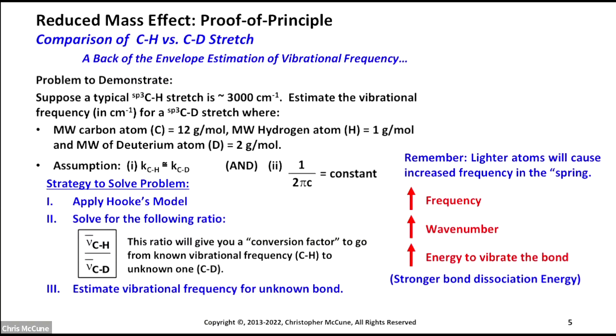Okay, so that ratio will give us a conversion factor. We'll estimate the vibrational frequency for the unknown bond. Remember, lighter atoms will cause an increased frequency in the spring, or in the "spring" that's vibrating. I should put quotes around that because it's a bond. Increase the frequency, increase the wave number. You also increase the energy to vibrate that bond. Why? Because it's a stronger bond, and so it has a stronger bond association energy. It takes more energy to pull that bond to a point where it starts to think about breaking.